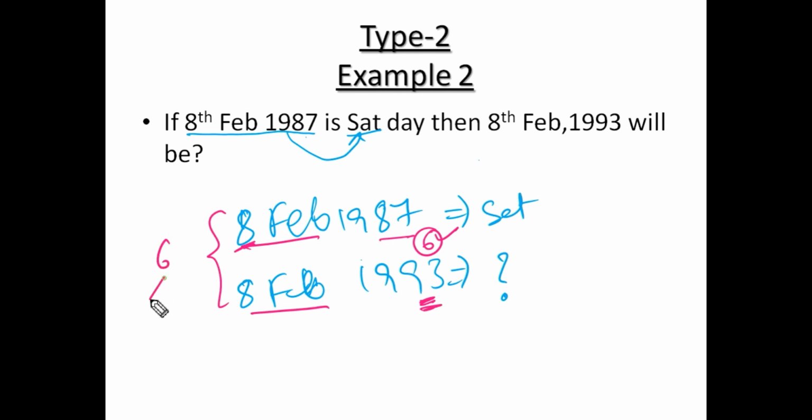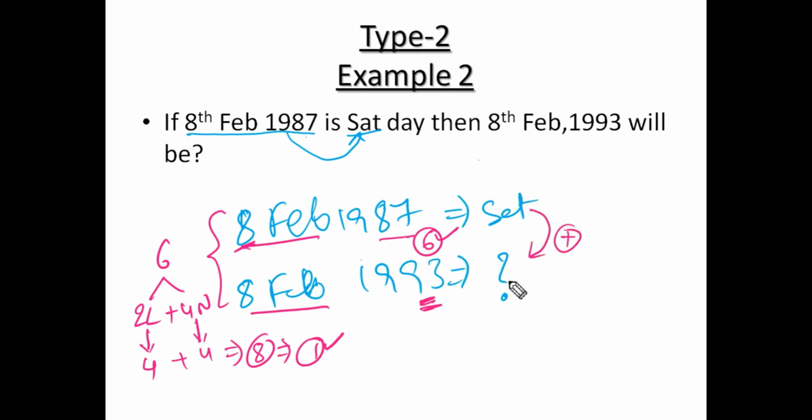So in the 6 years gap, there are 2 leap years and 4 normal years. 2 leap years consist of 4 odd days. 4 normal years consist of 4 odd days. 4 plus 4 is 8, and 8 means 1, so 1 odd day. Simply add 1 day to Saturday, and we'll get the answer as Sunday. We have another approach also for this type of question. We'll see that in the next example.